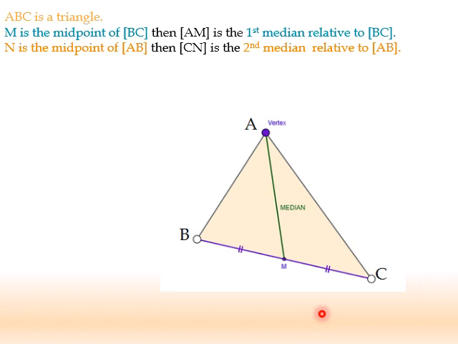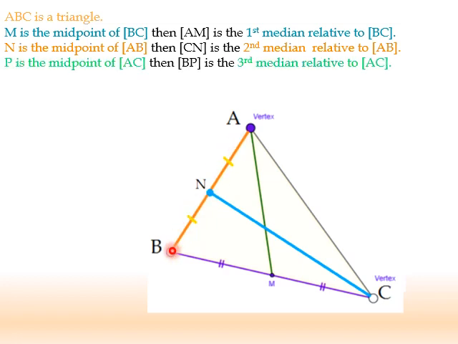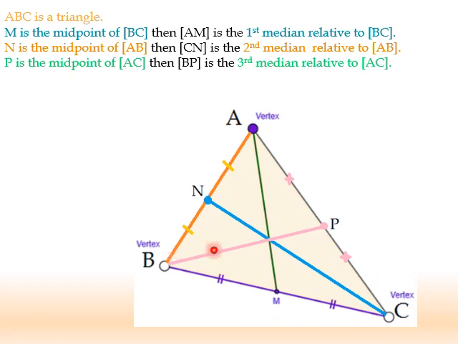Okay? N is the midpoint of AB, so this is point N, and since N is the midpoint of AB, here CN, the segment issued from vertex C to point N, the midpoint of the opposite side, is called the second median. It's relative to AB. And P here is the midpoint of AC, so BP is a segment issued from vertex B to the midpoint of the opposite side, which is AC, so BP is also called a median.